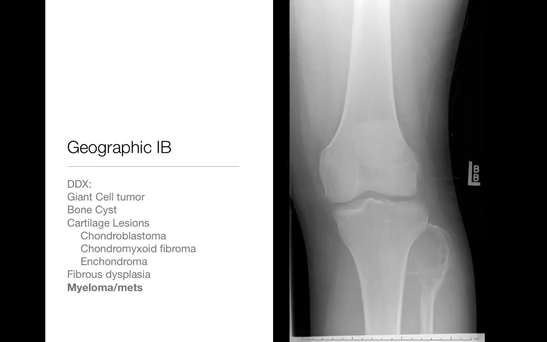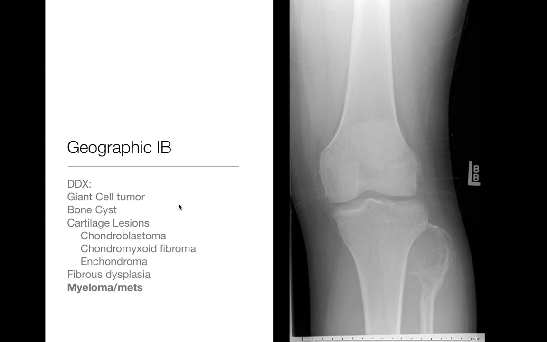But pretty much all our things on a differential for geographic 1B are going to be similar to the geographic 1A lesions. So we're going to have a bone cyst, unicameral bone cysts are on that list. Cartilaginous lesions, chondroblastomas, chondromyxoid fibromas, and enchondromas are going to be on that list. Fibrous dysplasia, again, going to be on that list because it can look like a lot of different things. Something new on this list is a giant cell tumor. Giant cell tumors are benign tumors, although can be very locally aggressive.